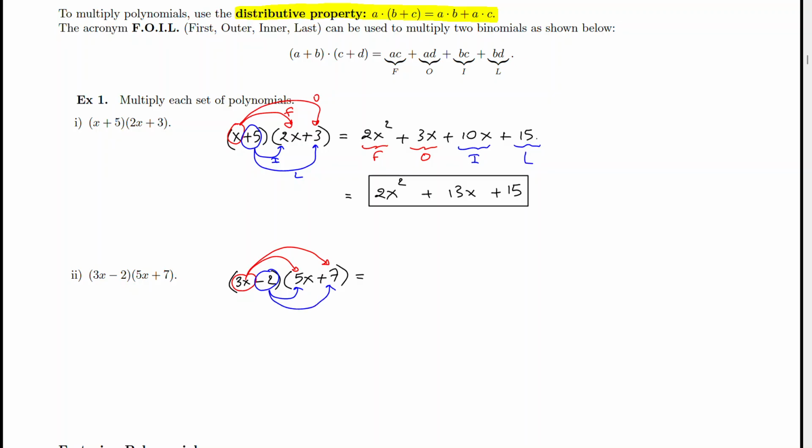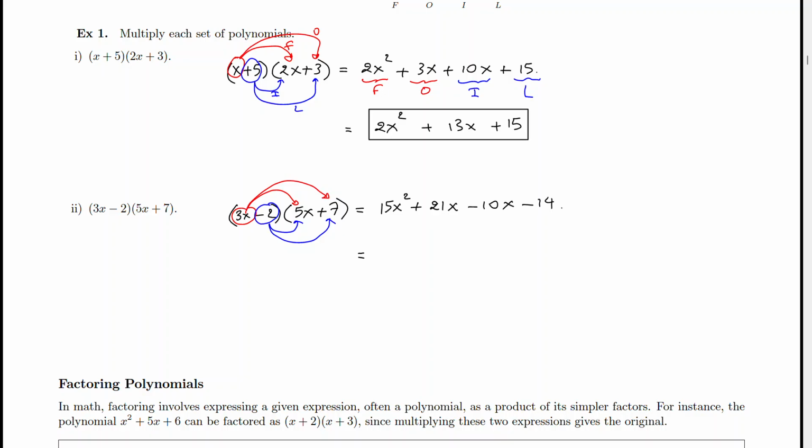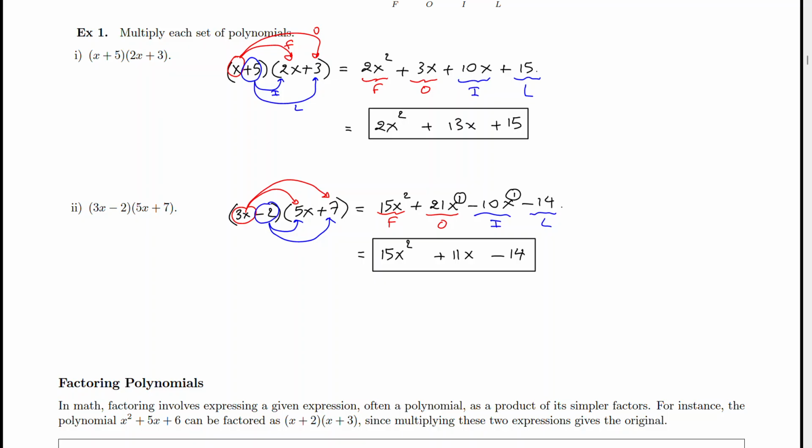So 3x times 5x will be 15x squared. 3x times 7 will be 21x. Negative 2 times 5x will be negative 10x. And finally, negative 2 times 7 will be negative 14. And as before, we will add the middle terms. The middle terms are considered like terms because they both have x to the power of 1. Even though the 1 is invisible, we know it's there, it's just not written. And so we end up with 15x squared plus 11x minus 14. This ends our discussion and review on how to multiply polynomials.